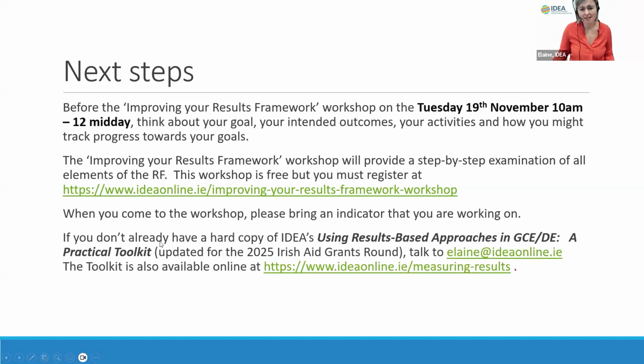And if you haven't already, you can download or print the Using Results-Based Approaches to GCE DE, a Practical Toolkit. That's being updated at the moment for the 2025 Irish Grants Round, and it's available online. We didn't print them this year, but if you do want us to print one for you in the IDEA office and post it to you, we're also willing to do that, because we do realize it can be handy to have in front of you and to sketch through it and really to use it like a handbook. So just contact us if you'd like to have a hard copy of it.